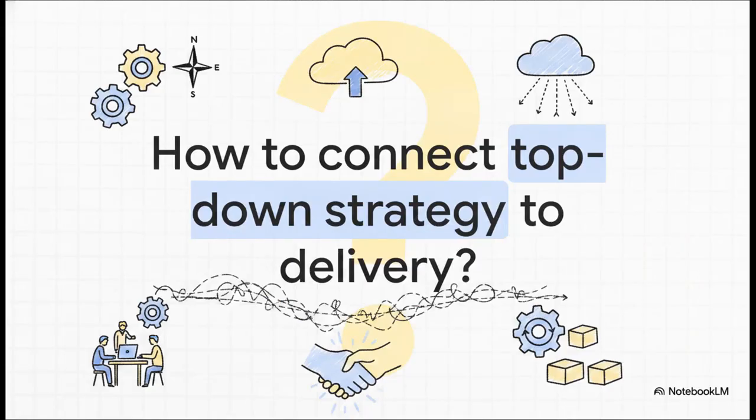So how exactly do you connect top-down strategy with team delivery? I mean, this is the ultimate challenge, right? For enterprise agile leaders, product managers, scrum masters, you're constantly trying to bridge that tricky and honestly often messy gap between high-level governance and daily developer execution. It's a common pain point for sure, but there's a highly structured way to solve it.